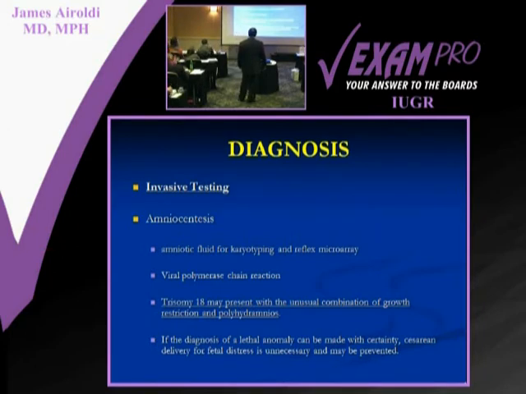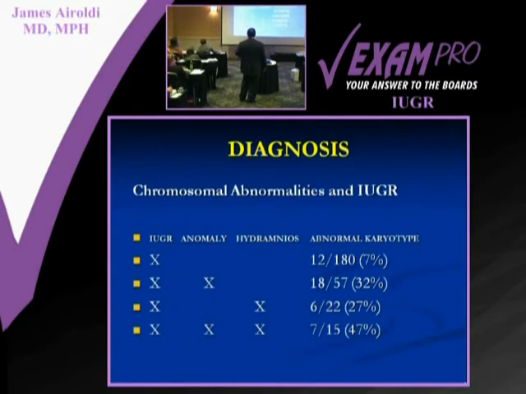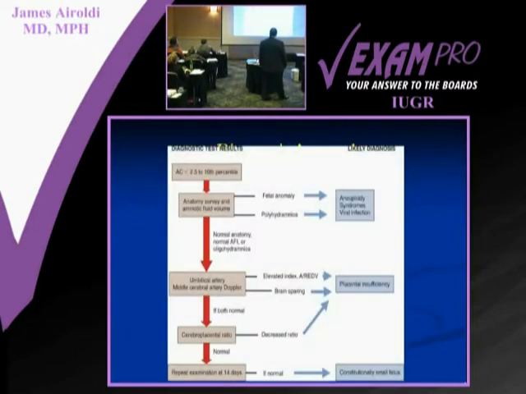Trisomy 18 can present with an unusual combination of growth restriction and polyhydramnios. And in fact, this is a good slide that looks at the combination of IUGR, an anomaly, and polyhydramnios, and what's the risk of an abnormal karyotype when you see all those. So when you see growth restriction, number one, think of, are there any other anomalies? Is there polyhydramnios? And then keep this slide in mind. Because if you've got all three, if you've got IUGR and poly, which is a weird combination, and I always think of trisomy 18, and you have an anomaly, your risk of an abnormal karyotype is about 50%.